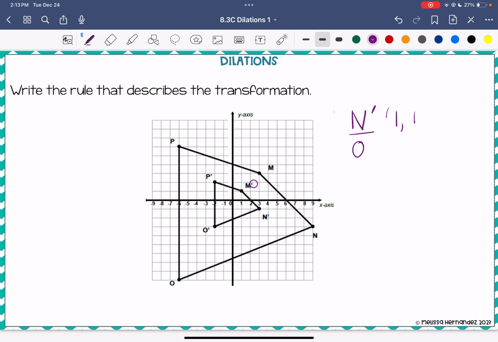So I'm going to put 1, 1. You don't have to write the whole ordered pair. You can just write X or Y. However, I know sometimes we get confused and in a hurry and make a careless mistake. So my new ordered pair is 1, 1. The original was 3, 3. So my scale factor is just 1/3. And that makes sense because it did get smaller. All right, so let's go to another one.